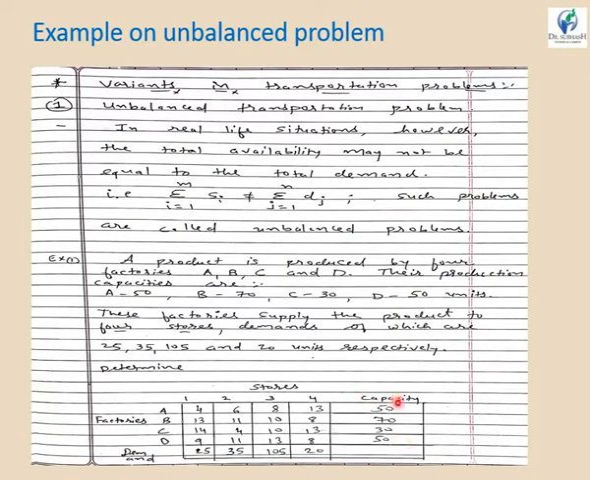So now if you sum the capacities of all the factories, then it will give you 50 plus 50, 100, it is 200, and demand is 100 and 85.